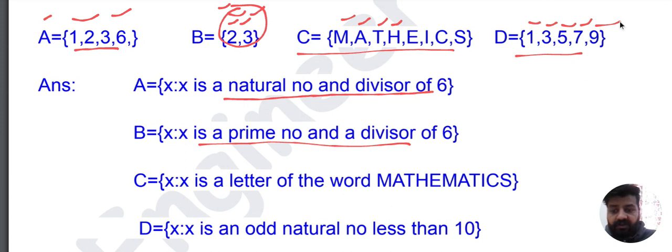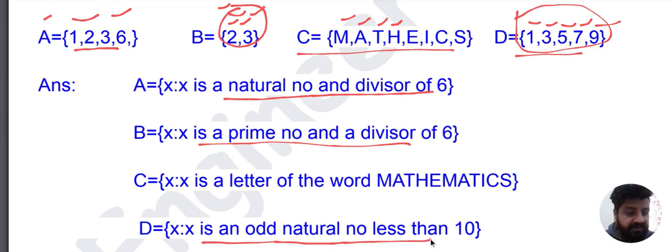So what will be the logic? The logic will be odd natural number and less than 10. So how will we write it? The set of all x such that x is an odd number and less than 10. My dear, you can expect these types of questions in your exam. This is a very good question, and there is a 99% chance that a question can be framed from this topic. I will give you more questions to practice so that you get a better understanding of this topic.